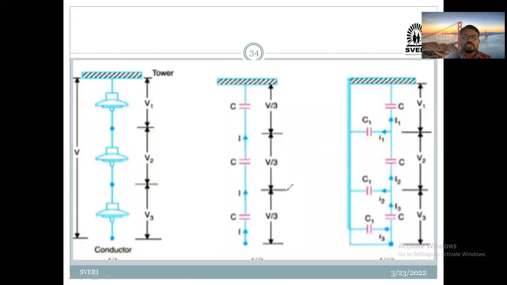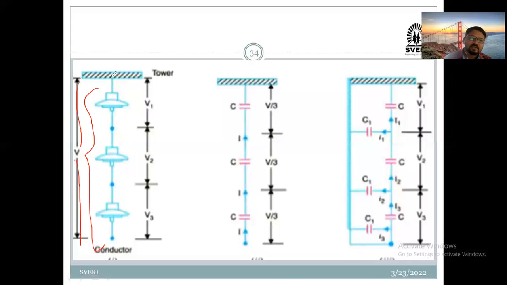Now due to the presence of shunt capacitance, what changes are going to happen? You can see here, whatever this V they have shown here, this capital V, is nothing but the voltage across the string of a suspension insulator.